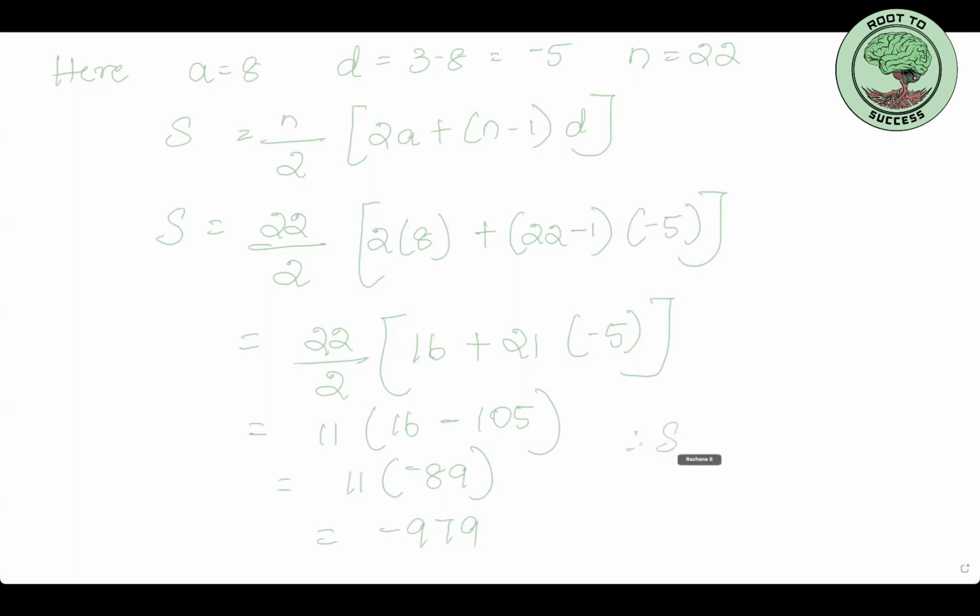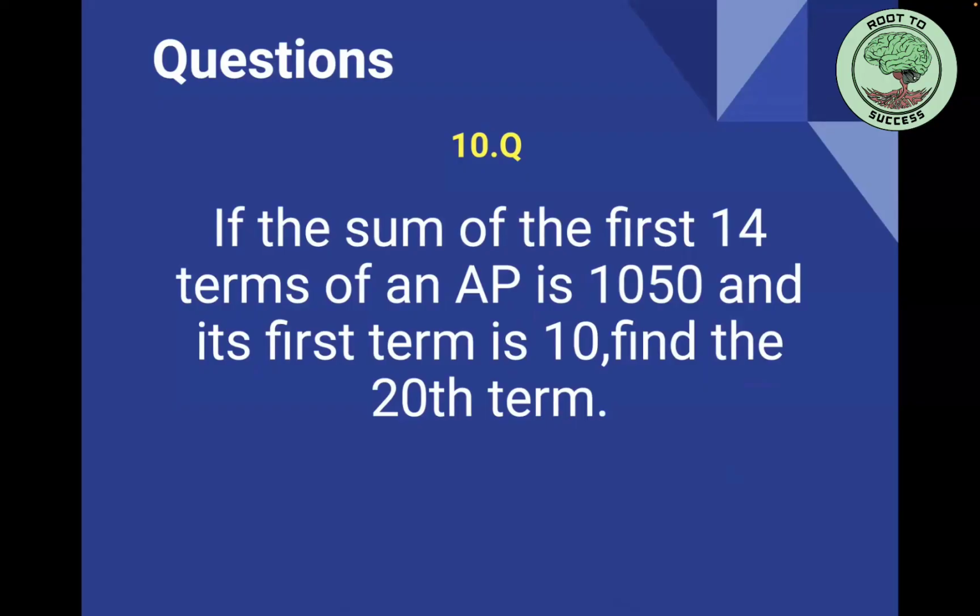Therefore, the sum of the first 22 terms is minus 979. So the next question is, if the sum of the first 14 terms of an AP is 1050 and its first term is 10, find the 20th term.